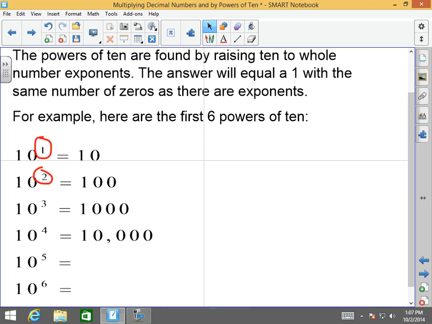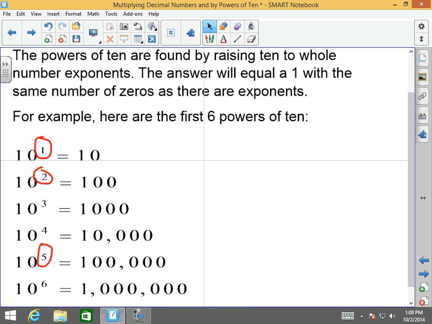10 to the fifth power, I'm going to have a 1 with 5 zeros behind it because I have an exponent here, as you can see, of 5. So I'm going to have 100,000. 10 to the sixth, I'm going to have a 1 and 6 zeros behind it. So that would be 1 million. So that's how we find powers of 10.